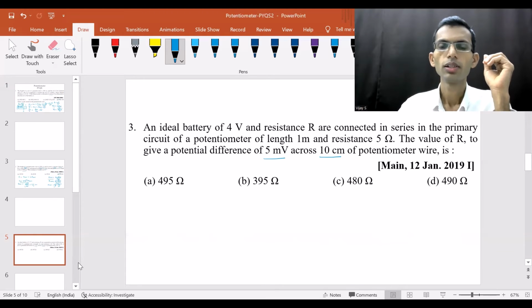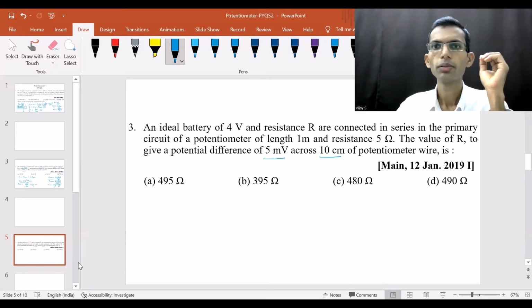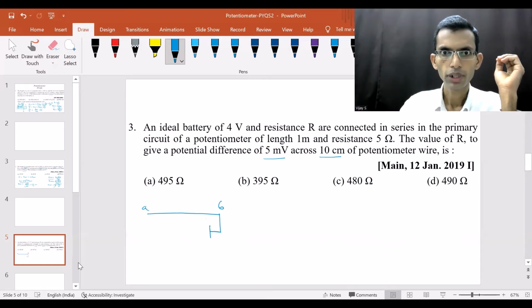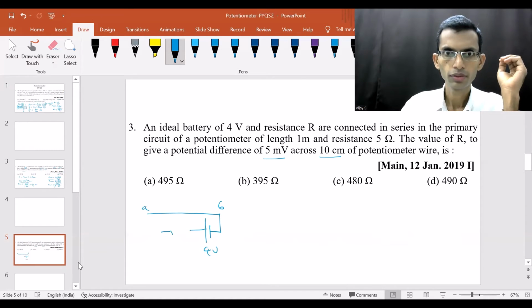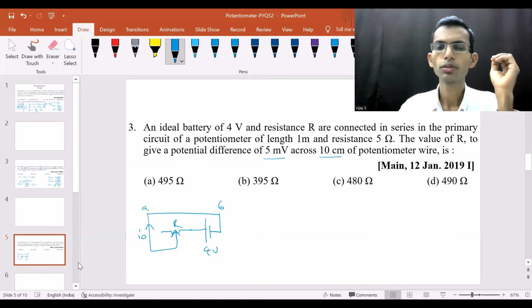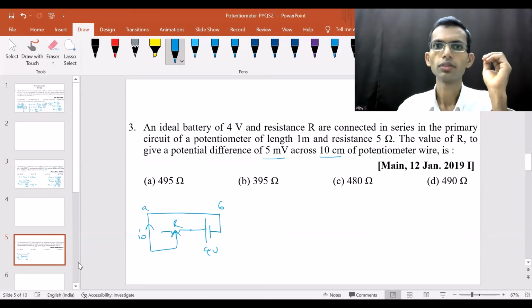The primary circuit for this problem can be drawn like this. So AB is the potentiometer wire. This is the primary circuit battery, and he gave its voltage as 4 volts. This is the series resistance, that is R. Let us say I naught is the current flowing through the primary circuit.